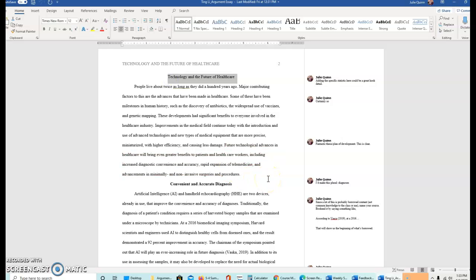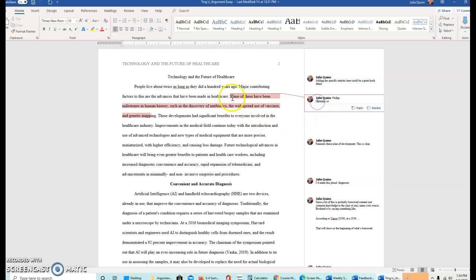So she says people live about twice as long as they did 100 years ago. And I said, well, if you add the specific statistic, I think that would be a really cool hook detail. Because remember, everybody, introductions have warm up information, a hook detail, and then a thesis statement.